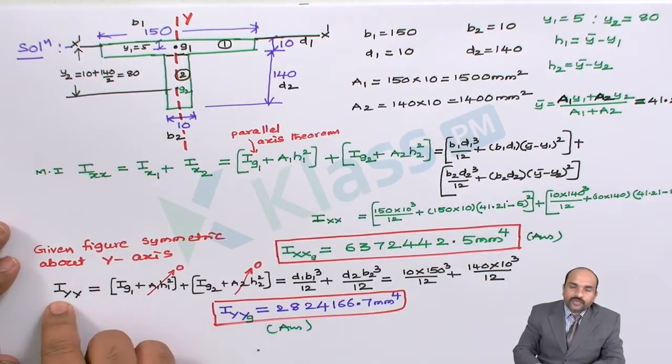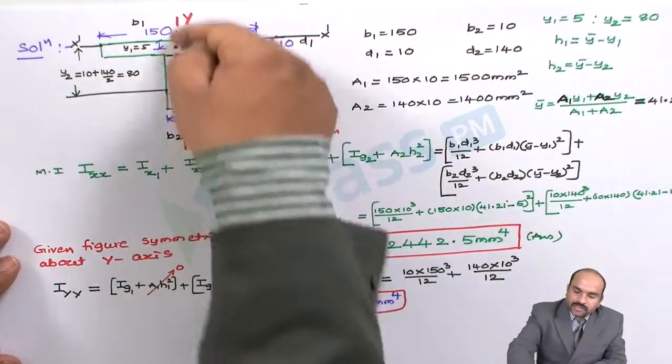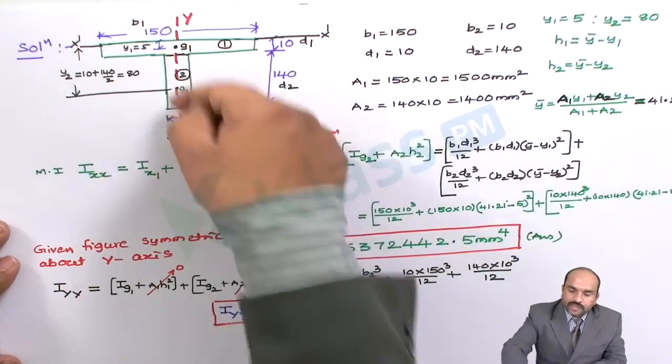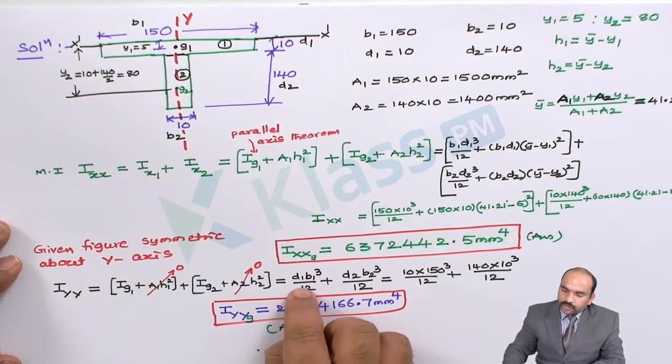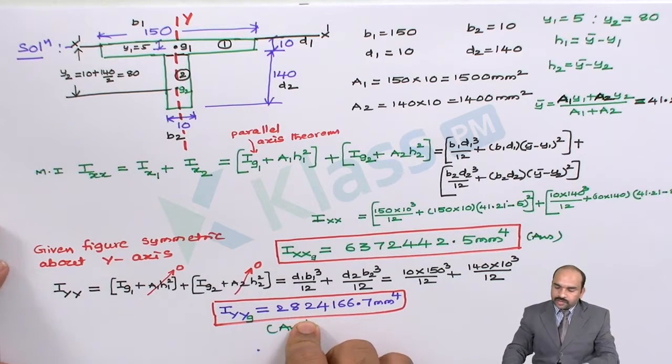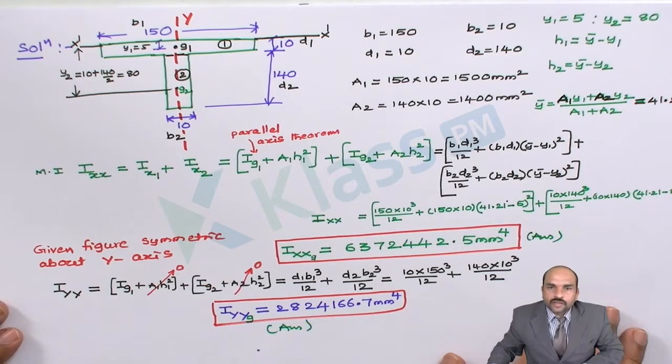Now coming to the moment of inertia about y, it is passing through the centroidal y-axis. This y-axis is passing through the center of the T section. So directly you can use the centroidal formula about y, db cube by 12 for rectangle 1 and db cube by 12 for rectangle 2, and we will get the answer. So this is the moment of inertia. With this, the problem is complete.